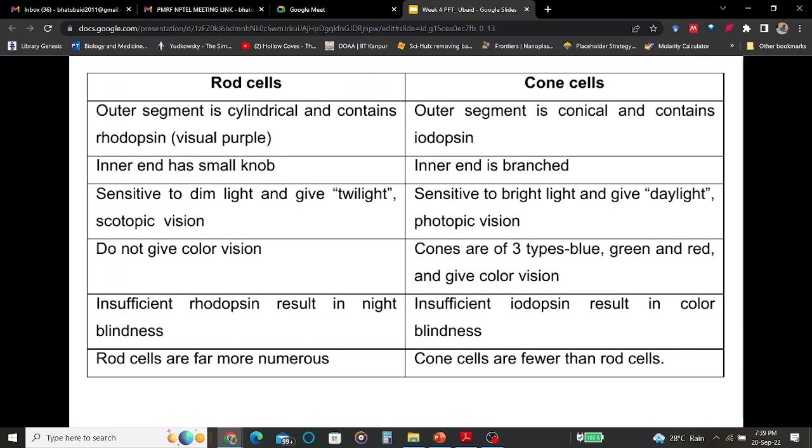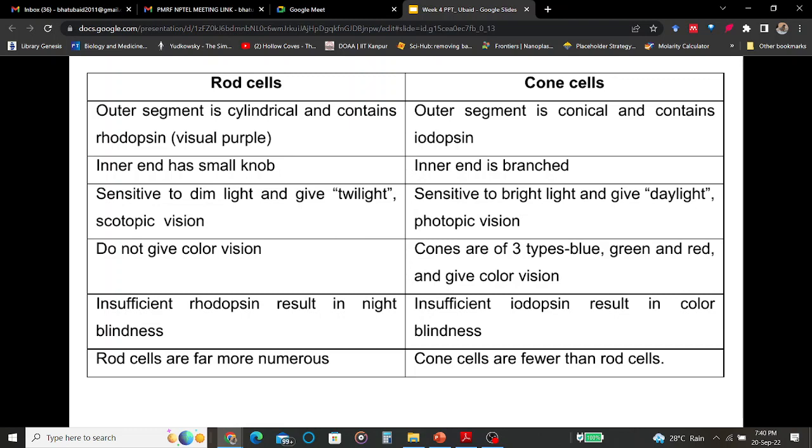Insufficient rhodopsin results in night blindness, as rhodopsin helps to see in night light or dim light. When there is less light, the person will not be able to see. Insufficient iodopsin results in color blindness, as the cone cells contain the iodopsin, and if there is a mutation, it leads to insufficient iodopsin. It results in color blindness.